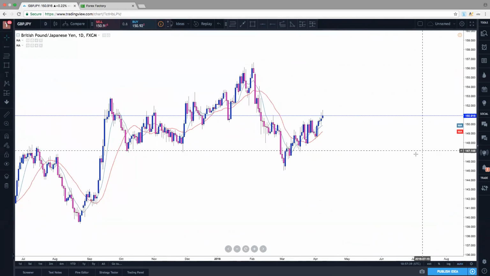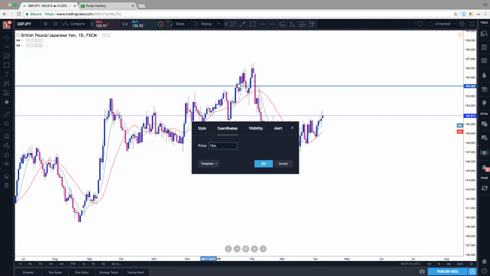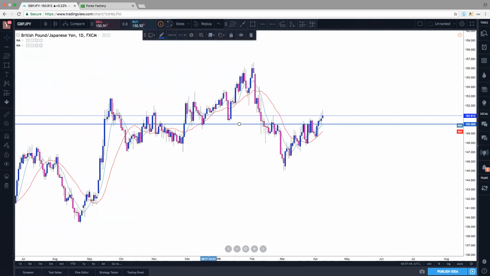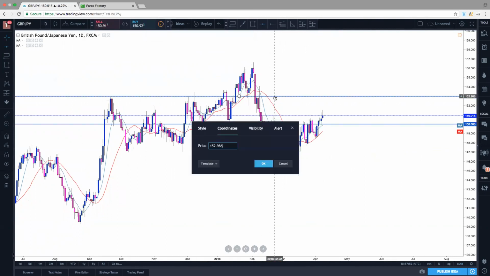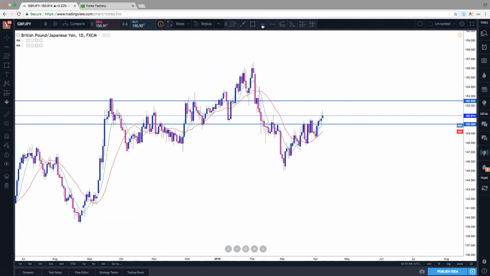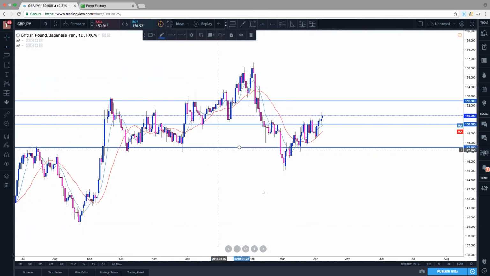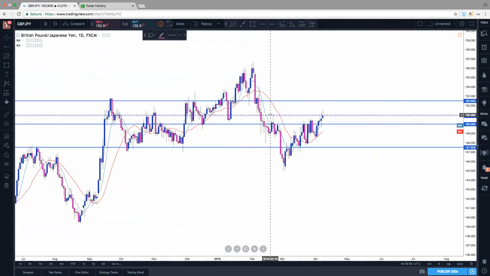All right, next we're going to mark up some areas, some quarter points: 150, 152.5. And then we're also going to do 250 pips below, 147.5. And then we're just going to divide this in half.